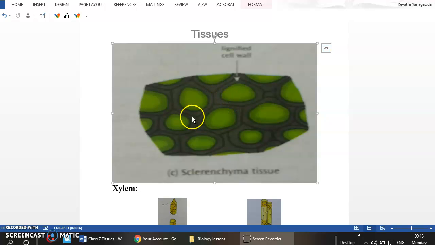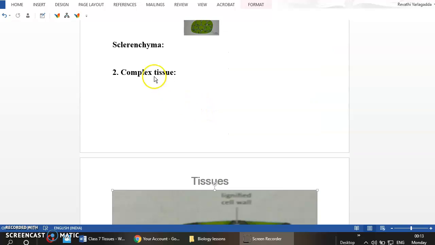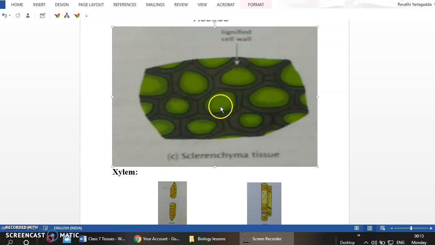The thickness of the cell wall is mainly due to the presence of a substance that is not made up of cellulose, as we have seen in the case of parenchyma. In sclerenchyma, the tissue is made up of the thickening of the cell wall. It is because of a substance called lignin. Lignin is a very strong carbohydrate, which is present in between the cells like a cementing material.